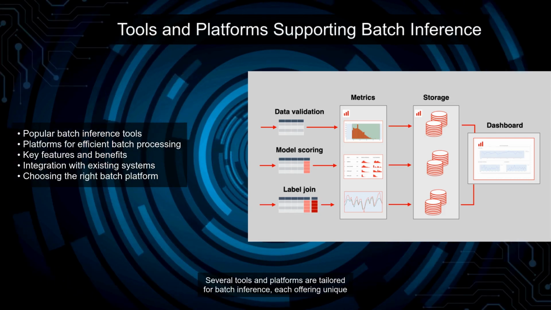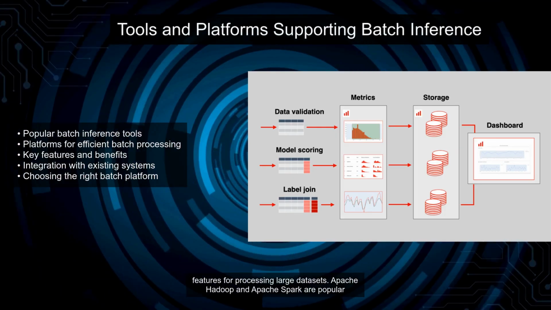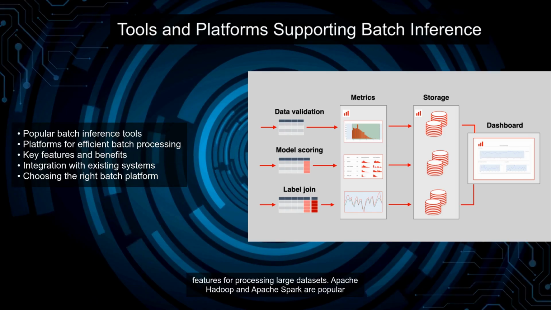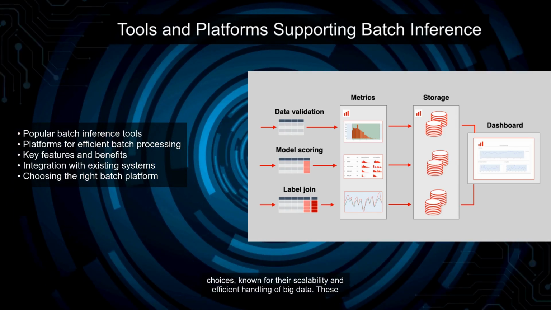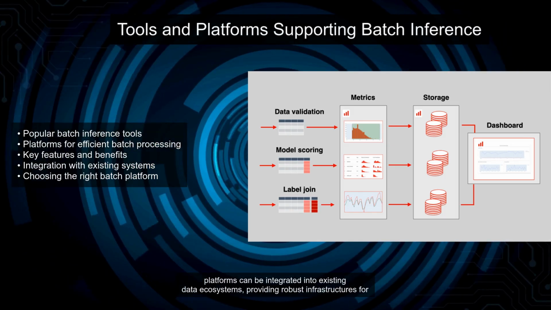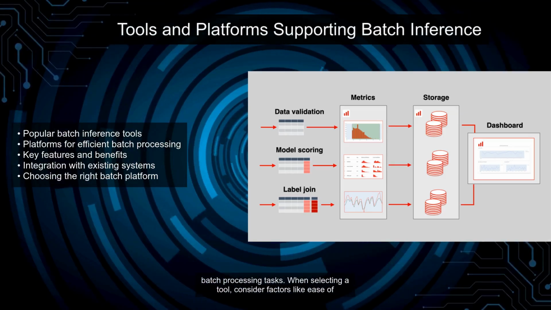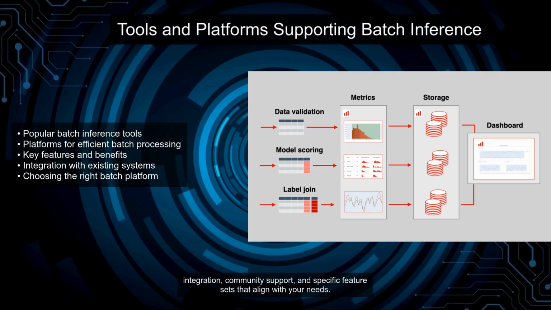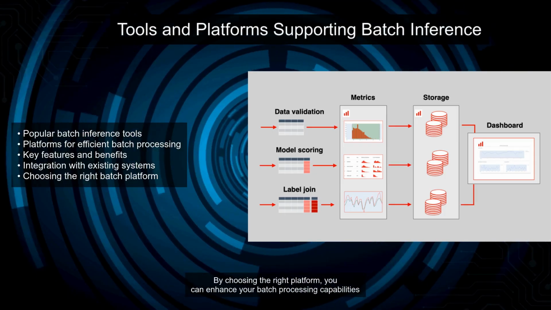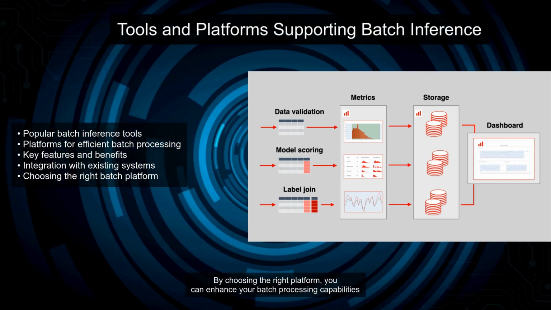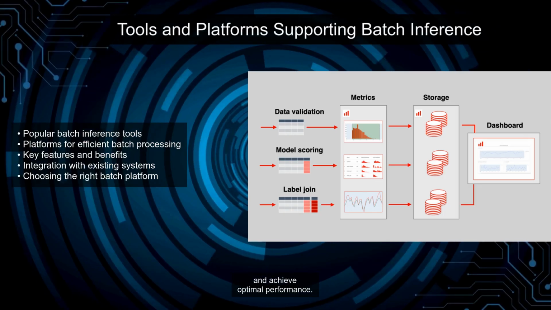Several tools and platforms are tailored for batch inference, each offering unique features for processing large datasets. Apache Hadoop and Apache Spark are popular choices, known for their scalability and efficient handling of big data. These platforms can be integrated into existing data ecosystems, providing robust infrastructures for batch processing tasks. When selecting a tool, consider factors like ease of integration, community support, and specific feature sets that align with your needs. By choosing the right platform, you can enhance your batch processing capabilities and achieve optimal performance.